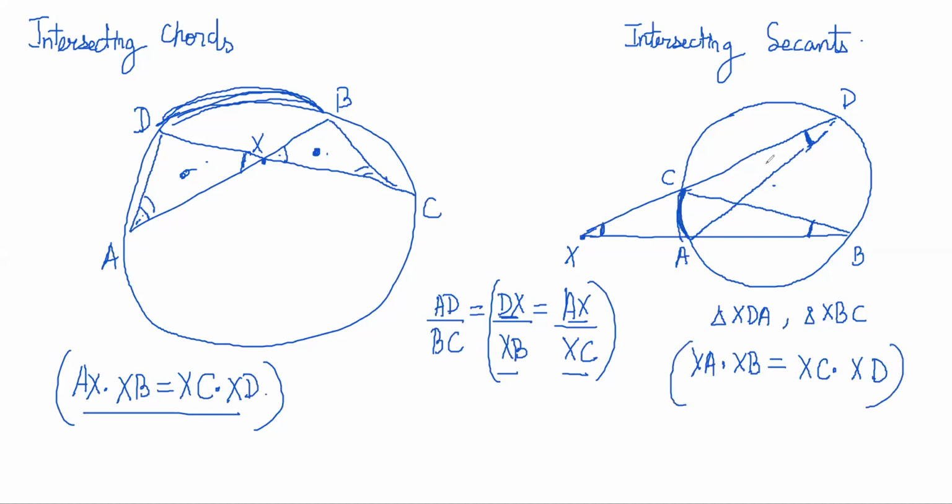Okay. So we have a common angle here. This angle is opposite to XA, and this angle is opposite to XC. XA by XC is equal to, I need XB, so XD by XB. XD by XB, correct. Because XD is opposite to which angle? This angle, right? And here also it is opposite to this angle, XB in this triangle. So you get XA into XB is equal to XC into XD.